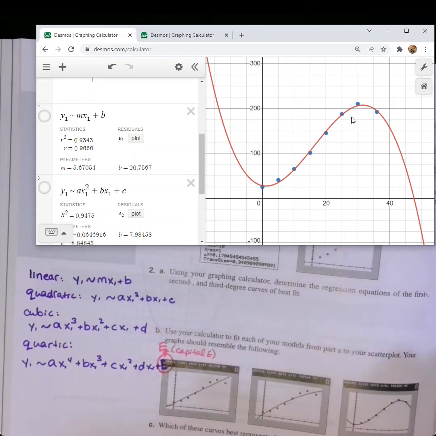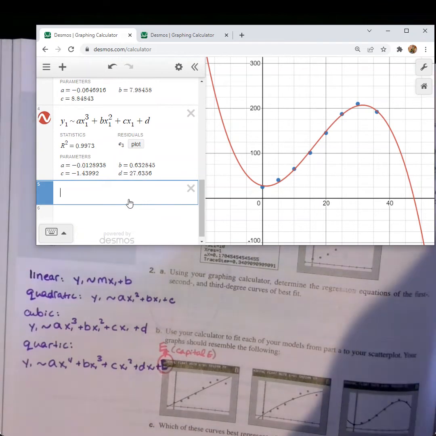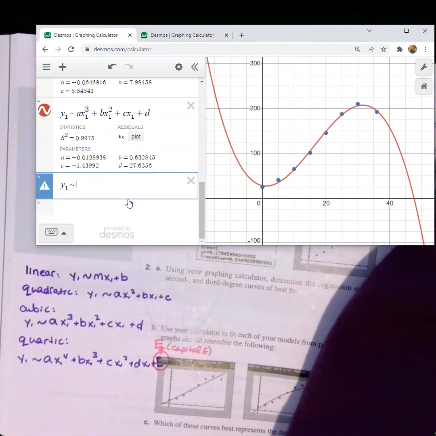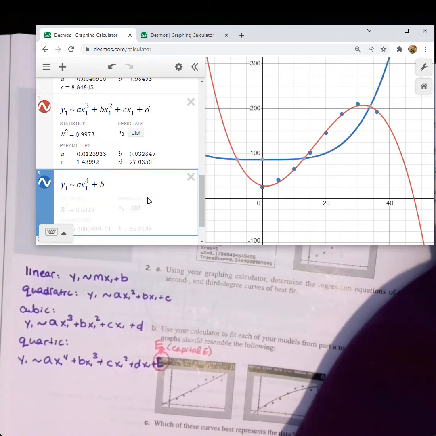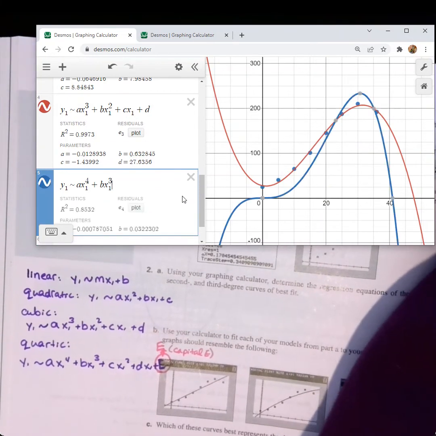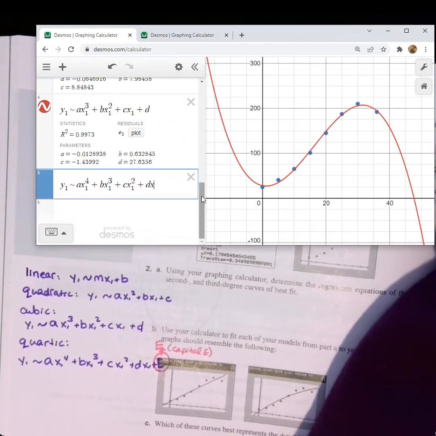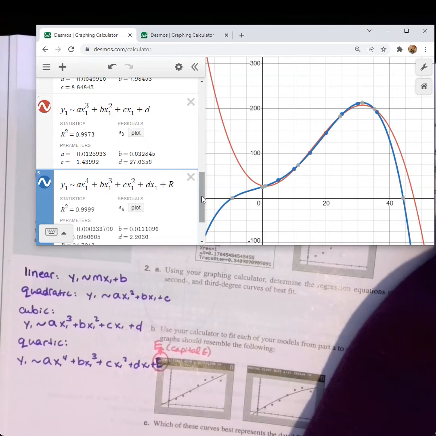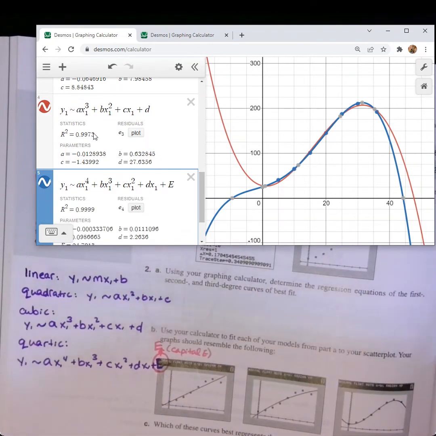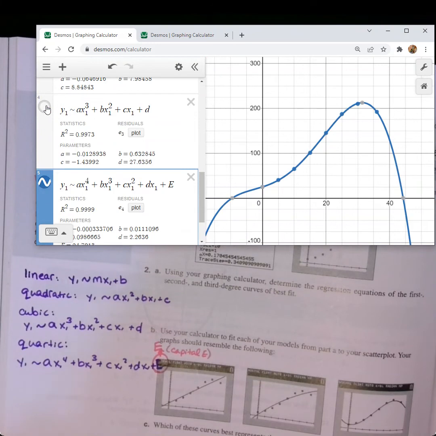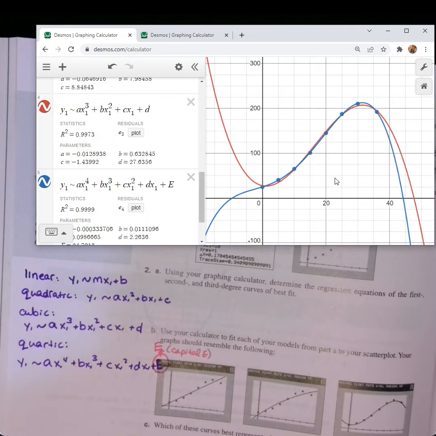Now, they don't ask me to find a fourth degree model, but maybe just for fun, I will. Why not? So let's find a fourth degree model as well. y1 is approximately ax1 to the fourth plus bx1 to the third plus cx1 to the second plus dx1 plus e. Okay, now out of these two models, the quartic also follows the data set very well. Now, you might say that the quartic is a little tighter to the data.